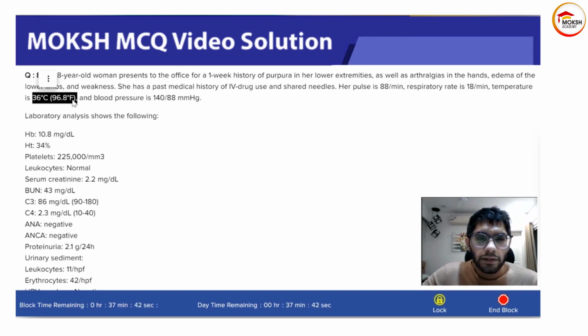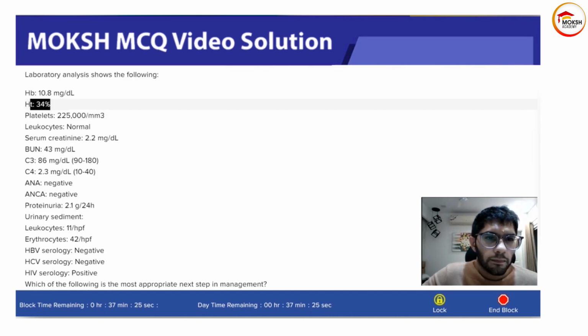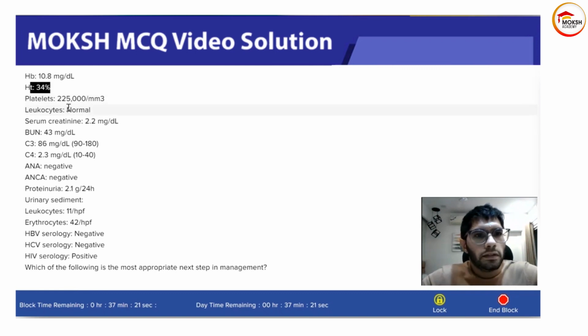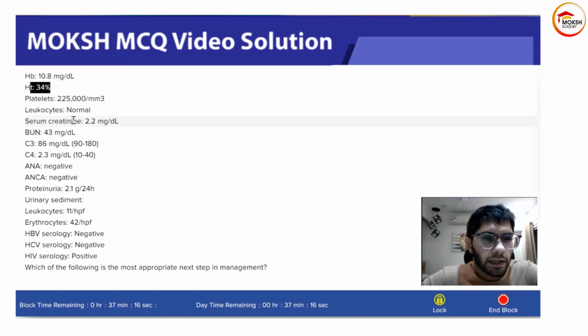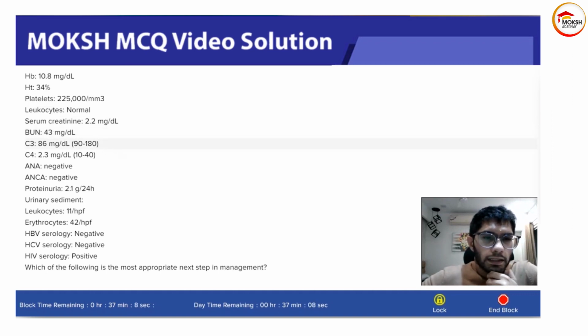And Fahrenheit tells you there is no fever. The blood pressure is 140 over 88. Okay. Blood laboratory analysis shows the following: hemoglobin of 10.8, which is anemic; hematocrit of 34, and again anemic; platelets of 225,000 per cubic millimeter; leukocytes are normal; serum creatinine of 2.2, which is elevated; BUN of 43 milligrams per deciliter, elevated; C3, which is complement factor 3, 86, and the range is given, which is 90 to 180.